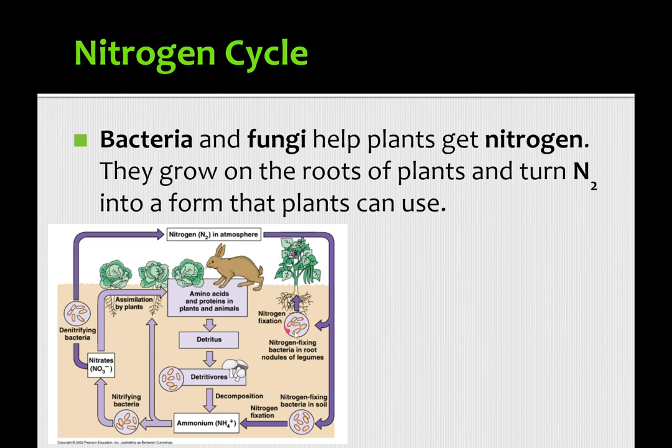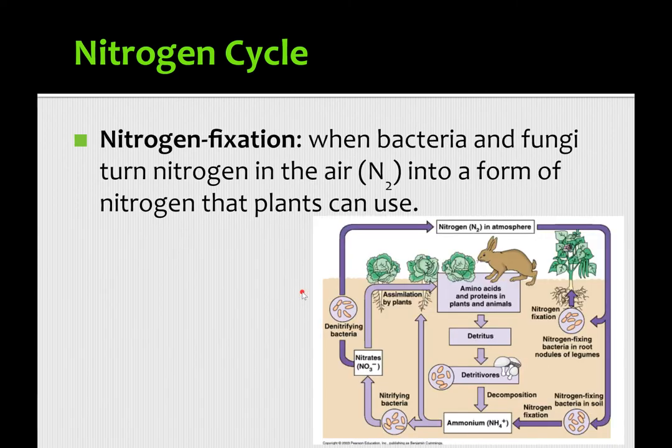So these bacteria and fungi grow on the roots of the plants and they fix the nitrogen into a different form. So it comes in as a gas and they change it into a different form so that the plants can actually use it. So nitrogen fixation is when bacteria and fungi turn nitrogen in the air into a form of nitrogen that the plants can actually use.